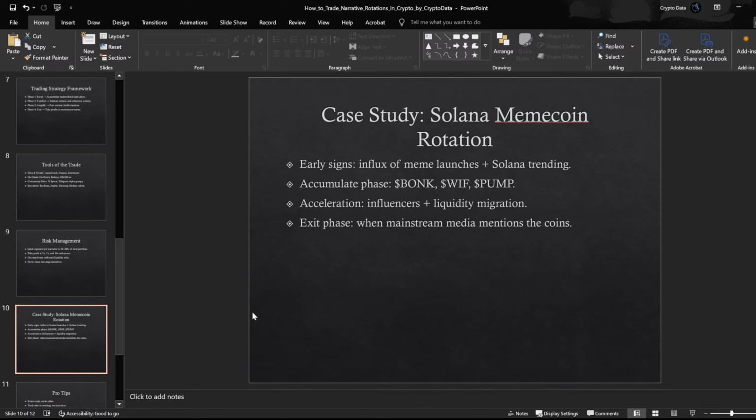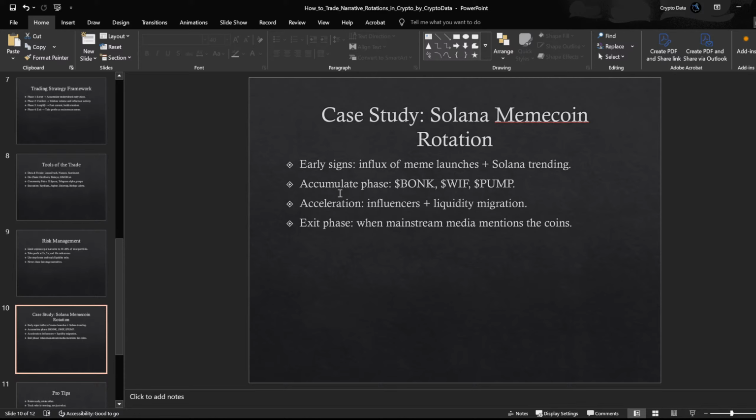And then looking at some case studies, okay? So for example, Solana meme coin rotation. So early signs, you had an influx of meme launches, plus Solana was trending. The accumulate phase, you had coins like Bonk, Wif, Pump, right? Things were pumping like crazy.